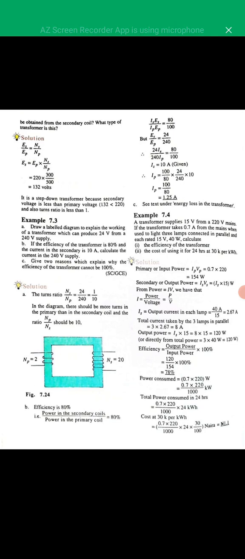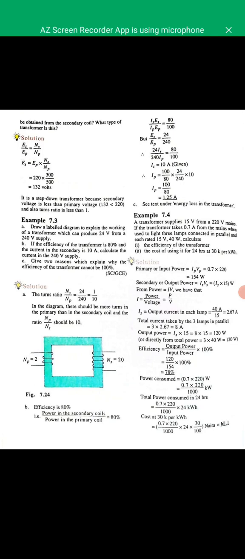If you check, the primary voltage is 220 and the secondary voltage is 132. So when the primary voltage is higher than the secondary voltage, what does that tell you? It tells you two things. Number one, it should be a step down transformer. When the primary voltage is bigger than the secondary voltage, it is a step down transformer, meaning that the secondary voltage has been stepped down and its value has been reduced compared to the primary voltage. That is a step down transformer.